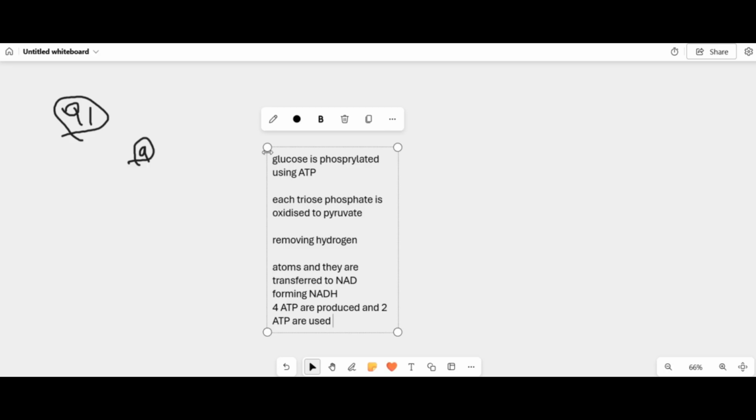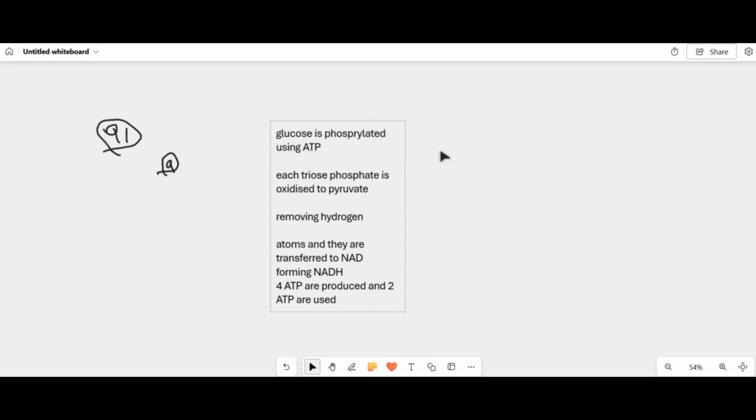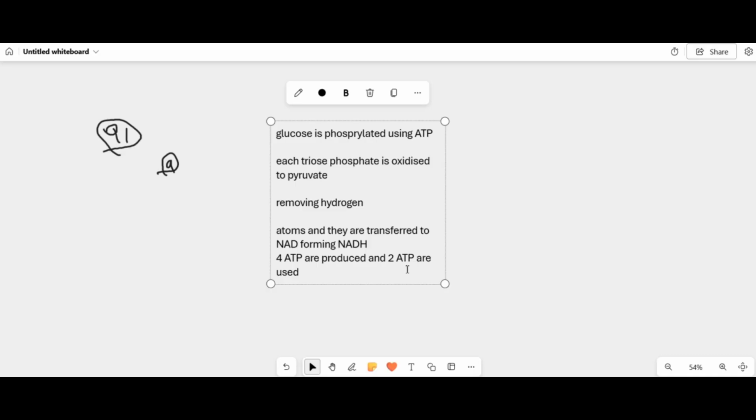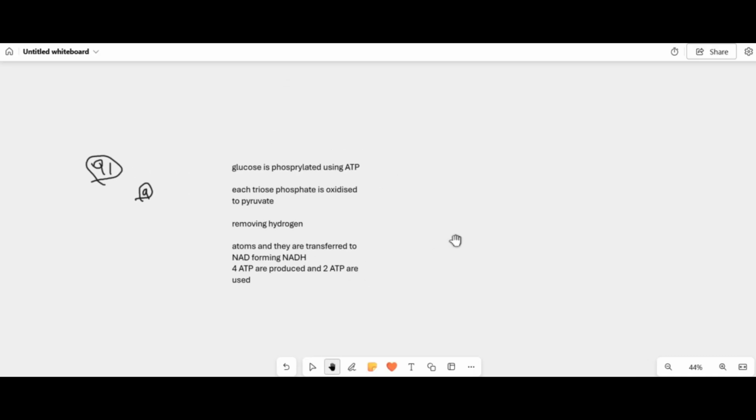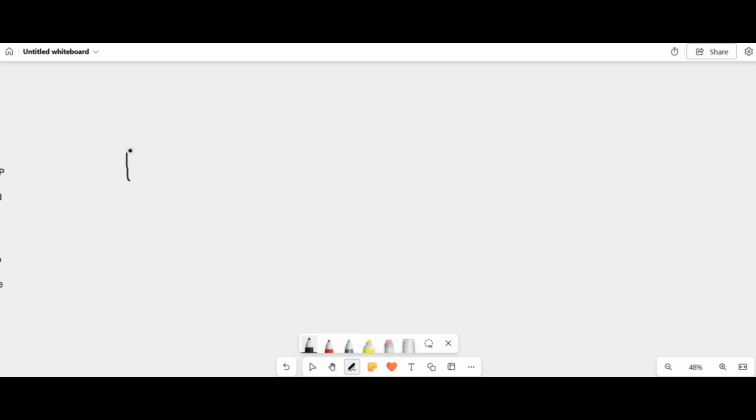Now, listen. In the end, you just have to say net ATP gain. You don't have to say four are produced and two are used. You can just state it like that. Alright. Question B.